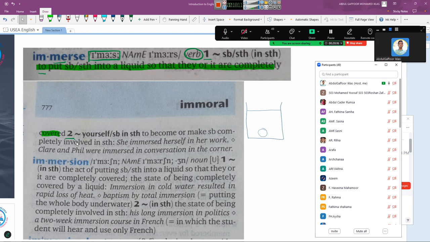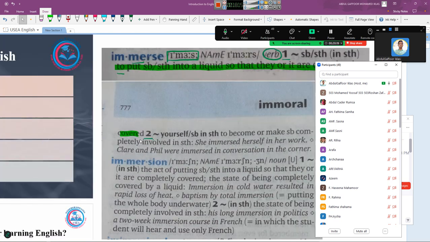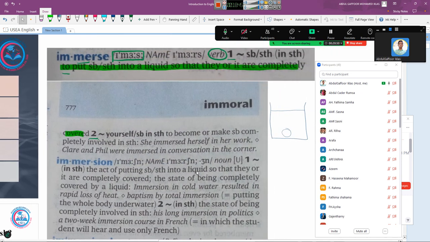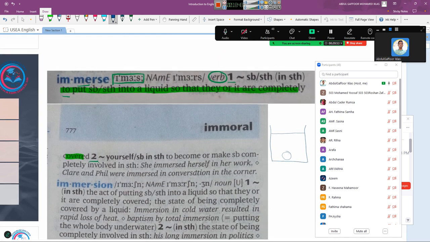The second meaning is, in this context I have used this word in the second meaning, not in the direct meaning. The direct meaning is putting something into a liquid so that it is completely covered. For example, if you put a coin into the water, the coin will completely immerse. It will sink. Can you tell me some synonyms for immerse? One word I told you, sink. Does anybody know any other synonyms for this word immerse? Is there any volunteer?